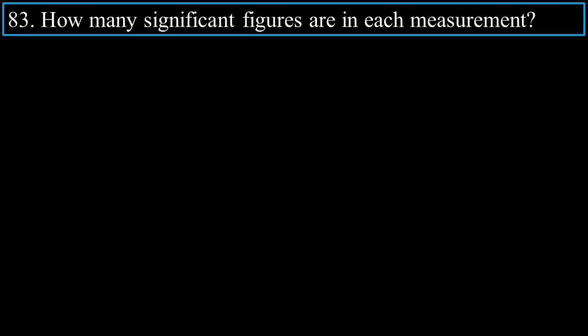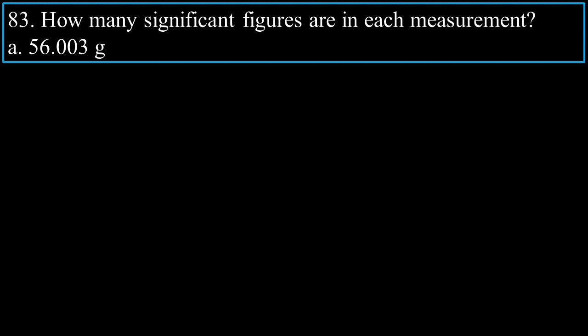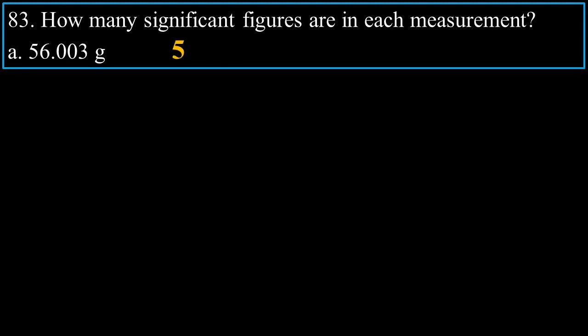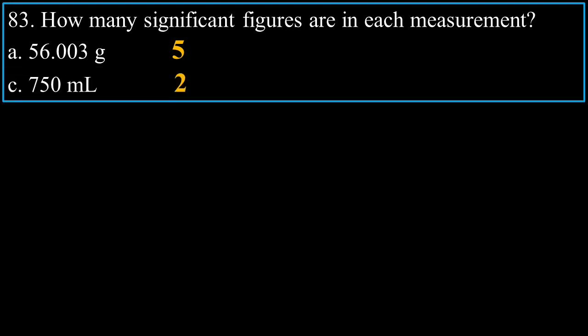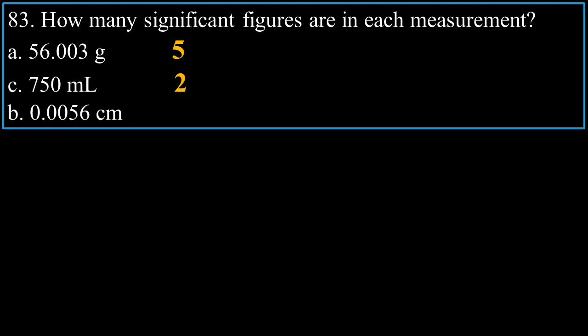How many significant figures in each of the following measurements? 56.003 grams would be 5, and 750 would be 2. That 0 is not significant.